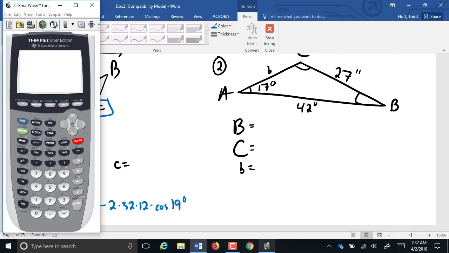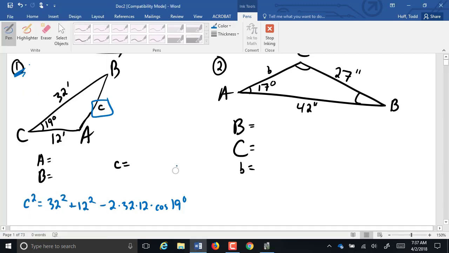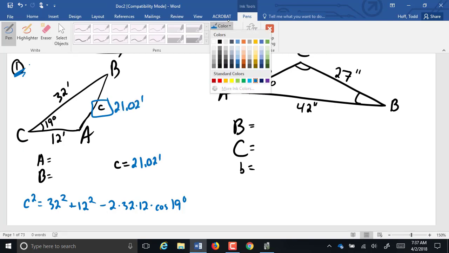There we go. Now I'm going to do the square root of, just so I don't have to come back and do that. 21.02 feet for C.